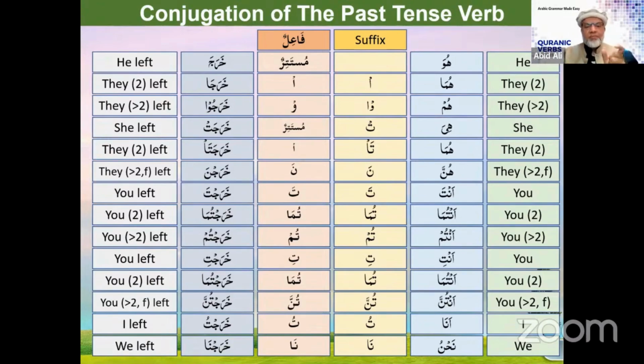So, kharaja, kharaja, kharaju, kharajat, kharajata, kharajna, kharajta, kharajtuma, kharajtum, kharajti, kharajtuma, kharajtunna, kharajtu, kharajna. So as a student of Arabic language, when it comes to verbs, this is what you are expected to understand. And in a normal Arabic class, when you go to a madrasa, you will be writing every word by your own hand in a book, and sometimes you would have to tell the teacher from your memory.